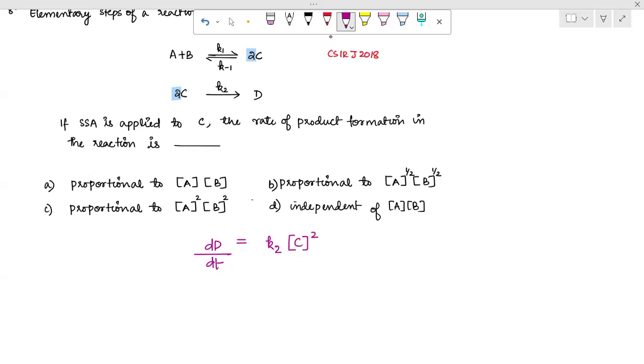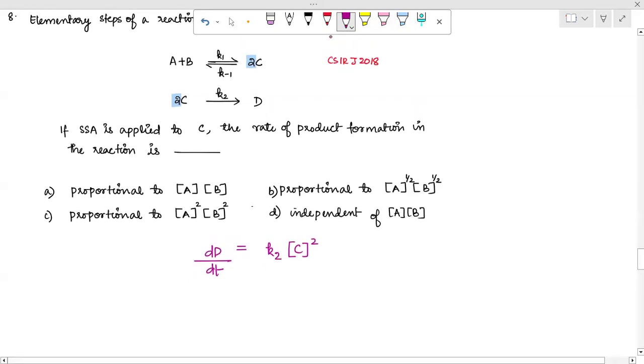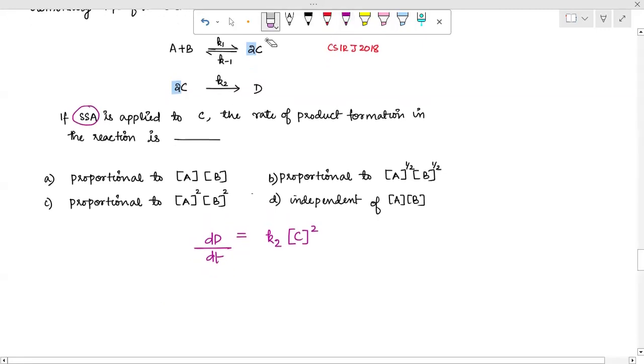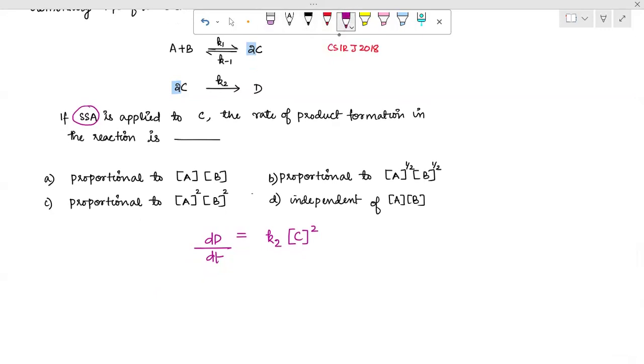Very easy. Now, as you can see, C is an intermediate. So it is formed in the first step, it is disappearing in the next step. So this is the intermediate which you have to eliminate. So if you have to eliminate that, you need to apply SSA as said in the question. So let me write it step by step so that you don't get confused. So in the first step, A plus B with a rate constant of K1 forms 2C.